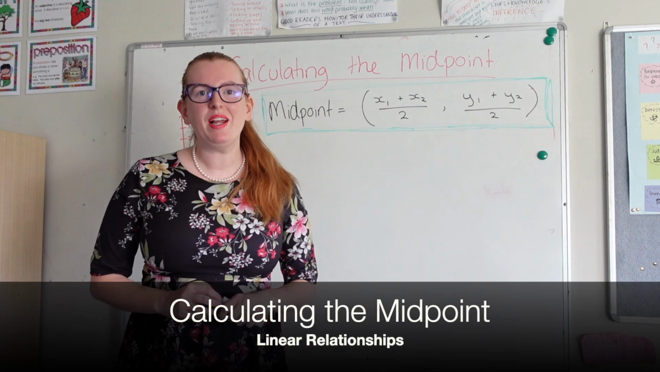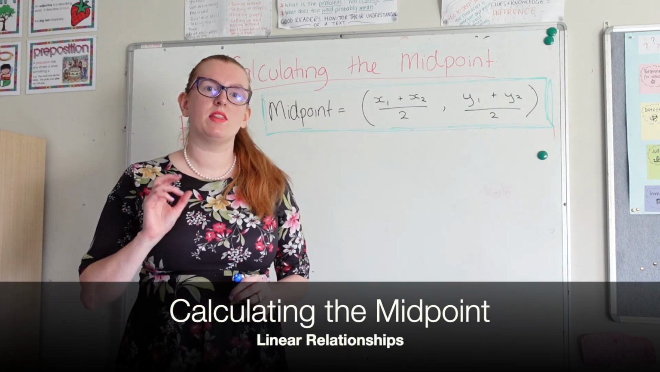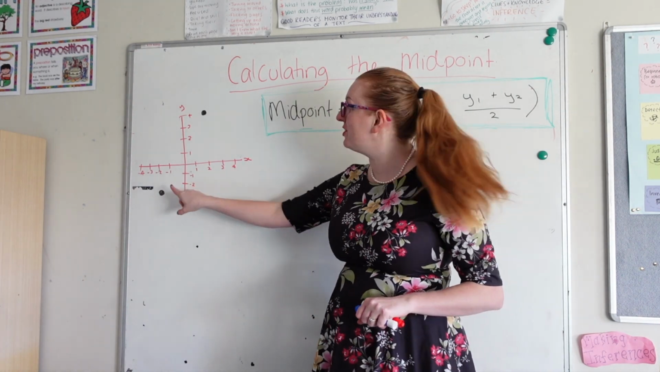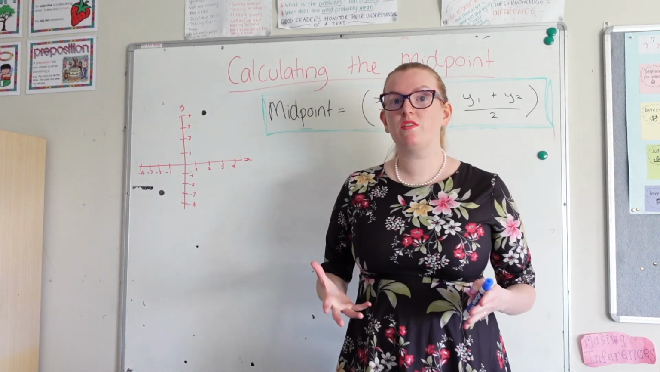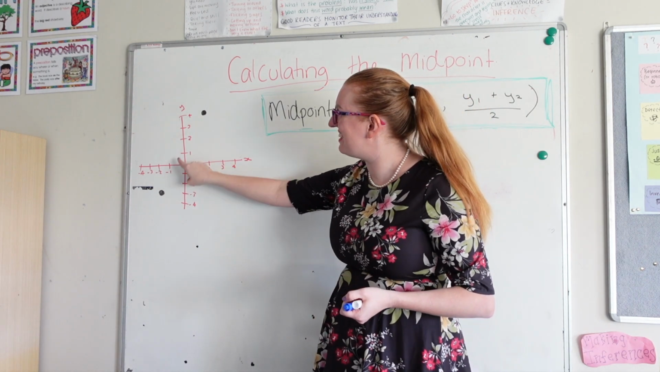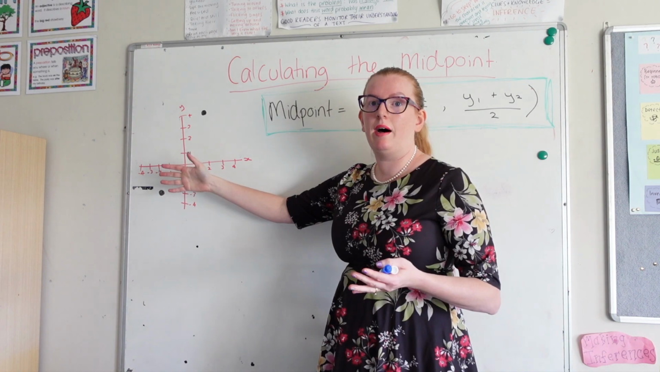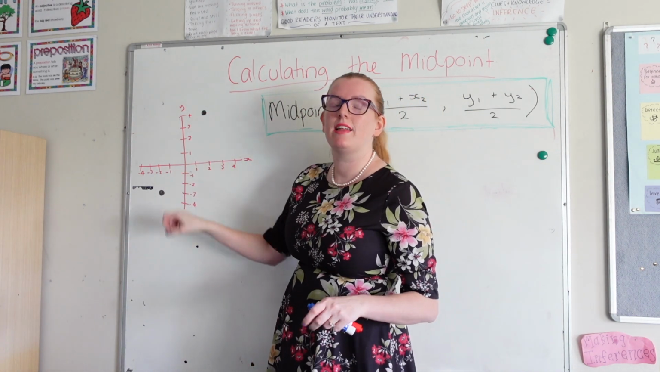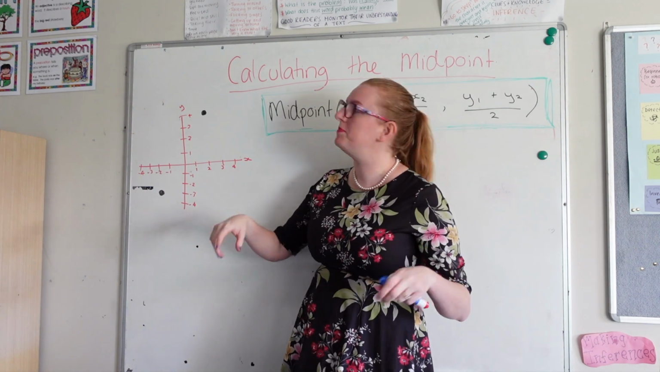Hi everyone, today we're going to be looking at how we calculate the midpoint. So here we have a little Cartesian plane and I've got 2 points. When I'm asked to find the midpoint, that means I want to find the point that is perfectly in the center of these 2 points. That's why it's called the midpoint, because it's the middle.